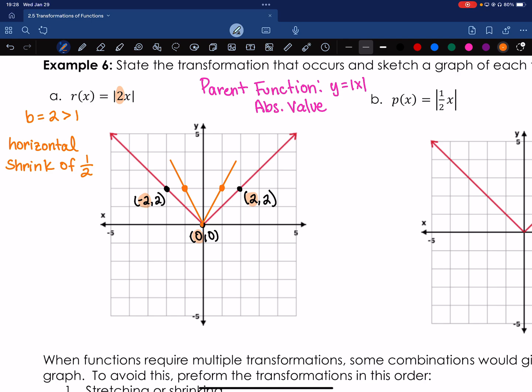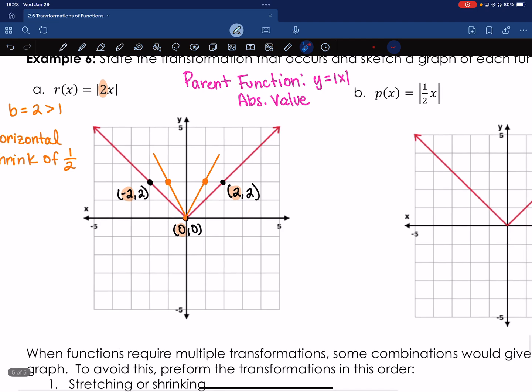Okay. You could also make a table and plug in values. If you plugged in 1, 2 times 1 is 2. Absolute value of 2 is 2. And we have the point 1, 2. Same thing. If you plugged in -1, 2 times -1 is -2. Absolute value of -2 is 2. Okay. So again, you can always make a table, just like everything else.